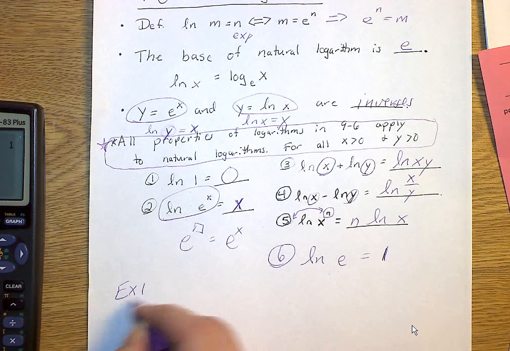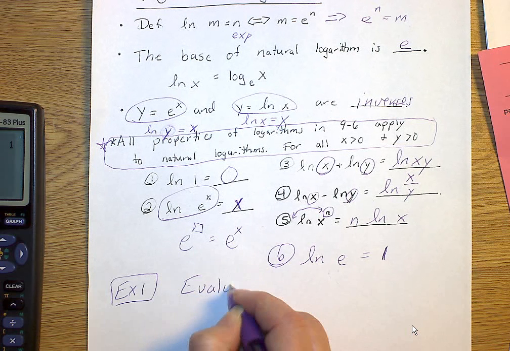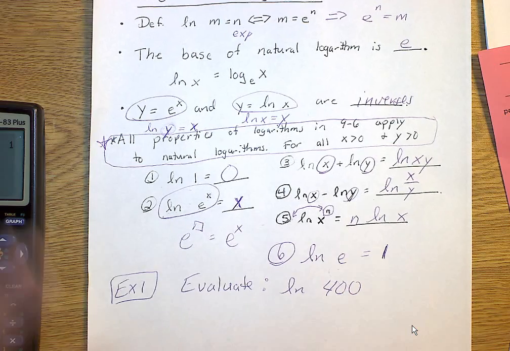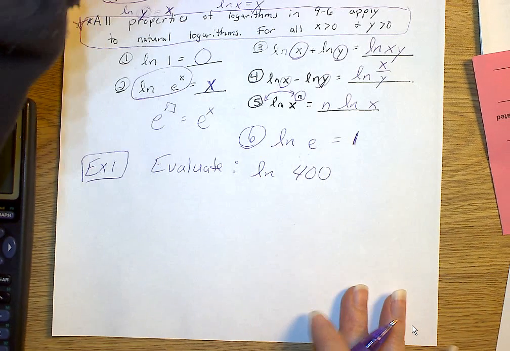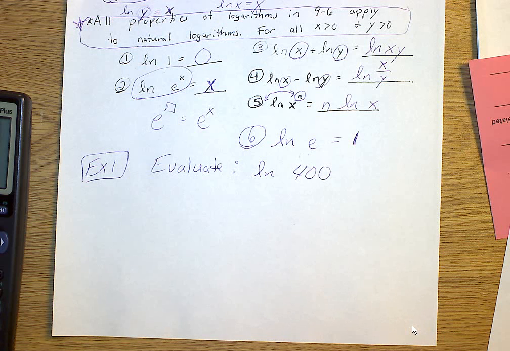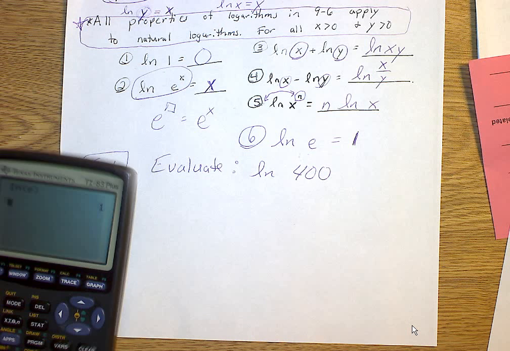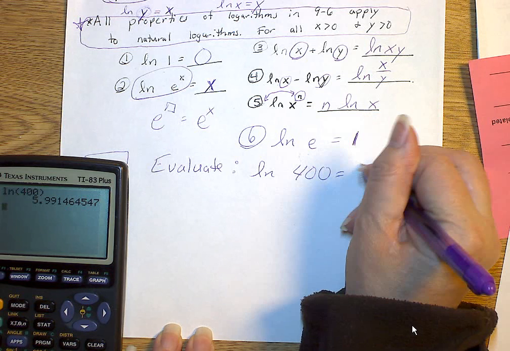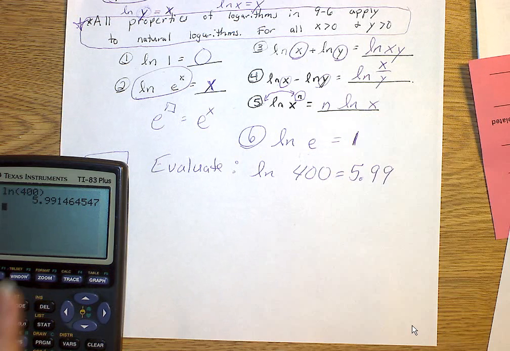Example 1. Evaluate ln of 400. What do you think? How can we evaluate this? To evaluate this, you would simply throw it into your calculator. Make sure you know how and what you get. So you put in your calculator ln of 400, and you get 5.99. Very good.